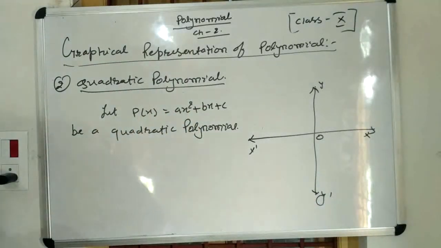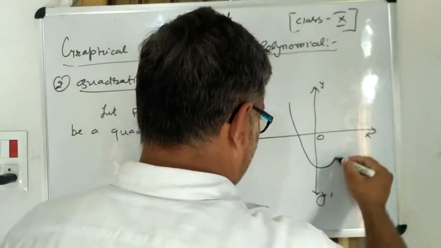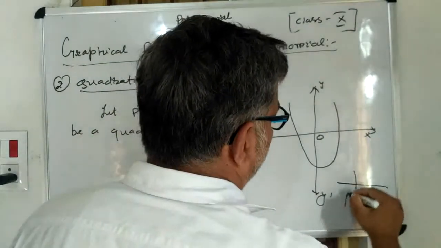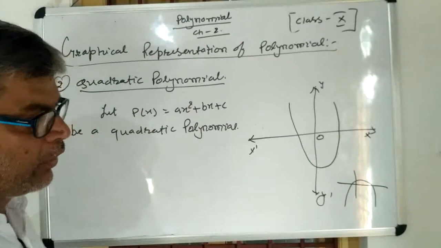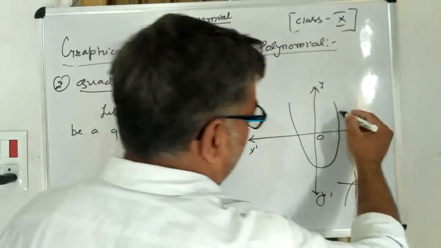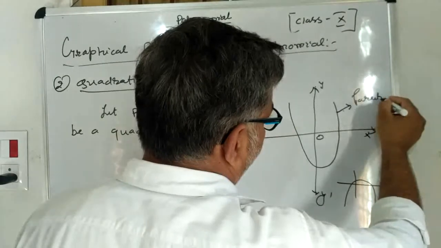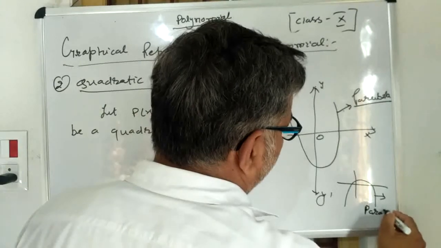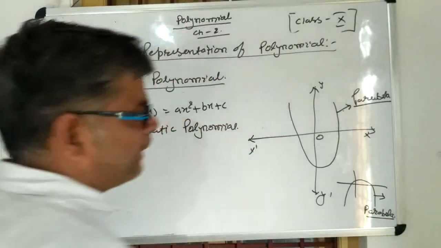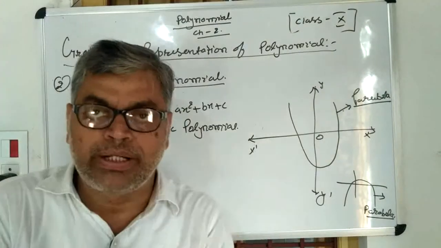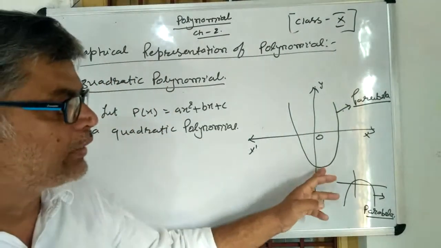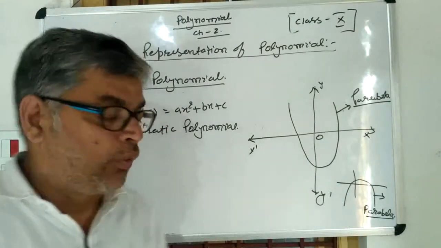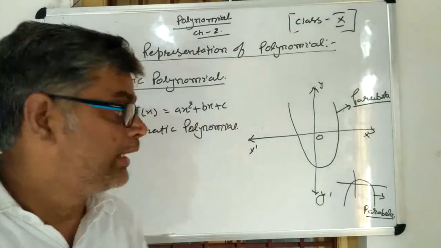You will get the shape of a parabola like this way, or you may get this way also. This is the shape of a parabola. It is called a parabola. Now you will see that the parabola has one end open and one end closed. This end is open and this one is closed. Similarly, this end is open and this end is closed. The opening or closing of the ends of the parabola depends upon a.